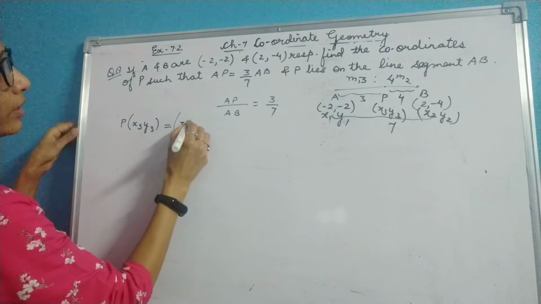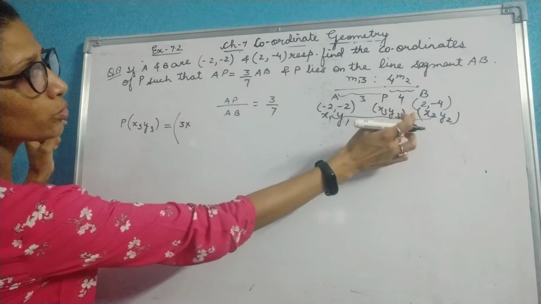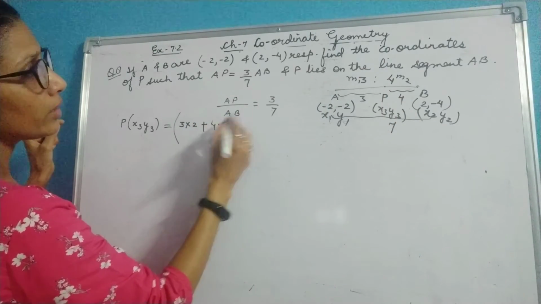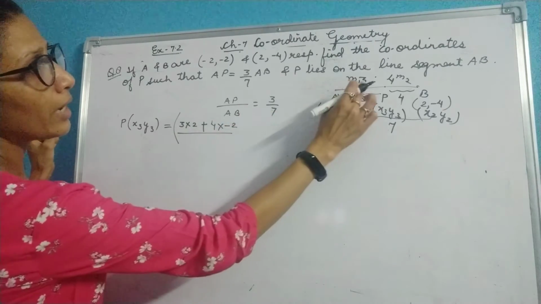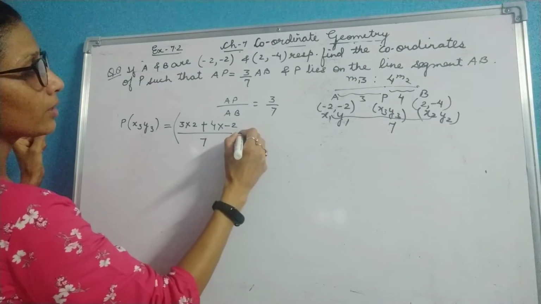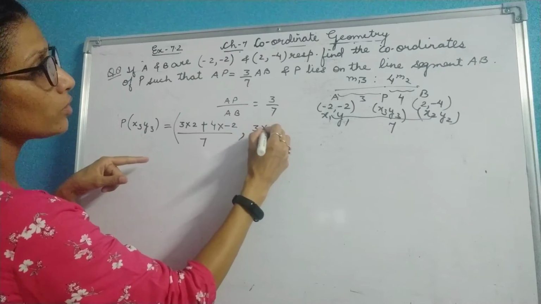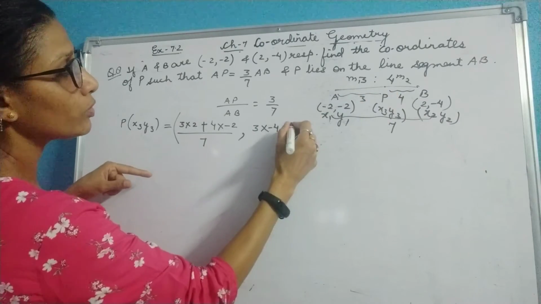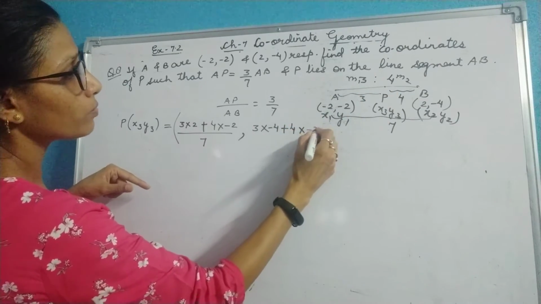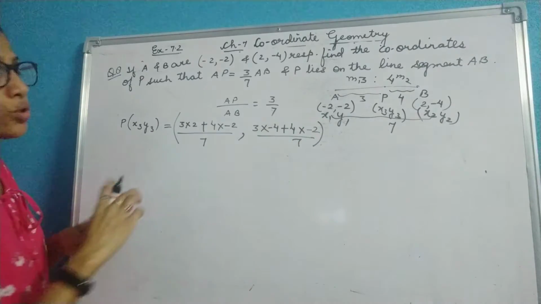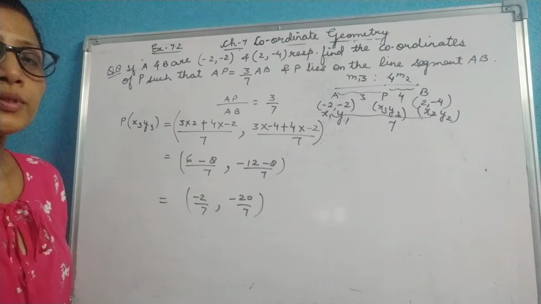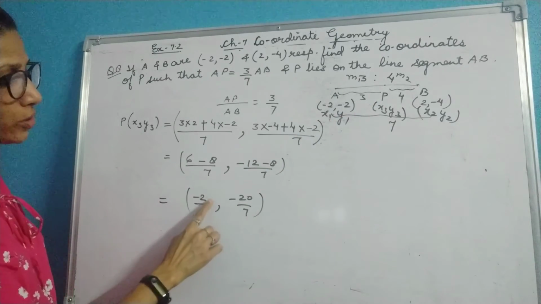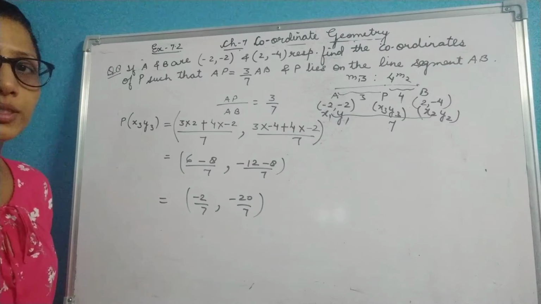So m1 into x2, which is 2, plus m2 into x1, which is -2, upon this plus this, which is 7. Again m1 into y2, which is -4, plus m2, which is 4, into y1, which is -2, upon 7. Solve it and get the answer. So after solving, this will be your point P. The coordinates of point P are -2/7 and -20/7.